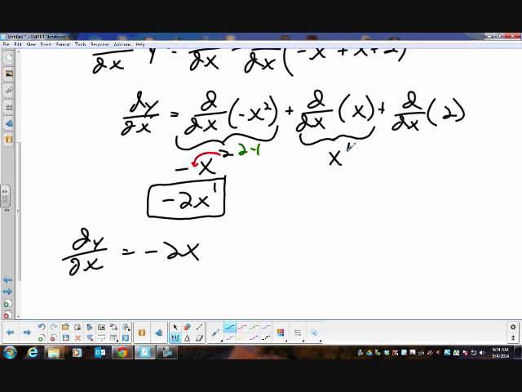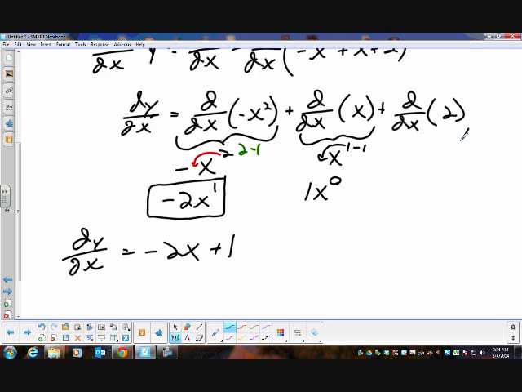This second term, remember, this is really written as x to the first. And so when I take the derivative, I'm going to bring this 1 down. And so I'm going to have 1x. And then I'm going to subtract 1 from my power, which is 1x to the 0. Well, x to the 0, anything to the 0th power is simply 1. And so this turns out to be just 1. The derivative of x with respect to x is 1.